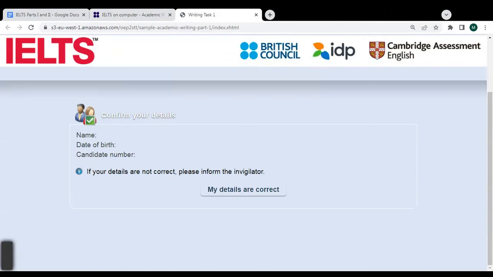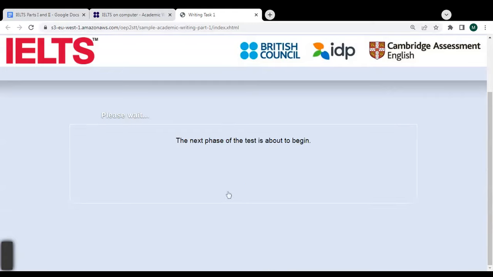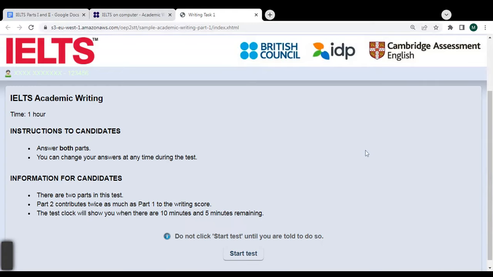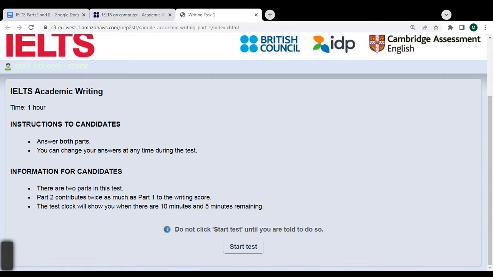I also checked to see if I needed to include any of this information, and you don't. You can just click on my details are correct, and it takes you right to a prompt. So I'm going to go ahead and click on that now. And so basically, it's telling us answering both parts. You have an hour. You can change your answers. Part two contributes twice as much as part one to the writing score, and the test clock will show you when there are 10 minutes and 5 minutes remaining, and that there are two parts in the test.